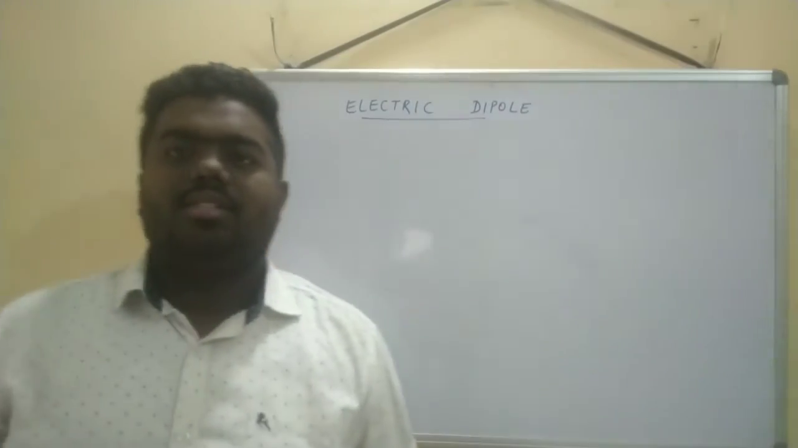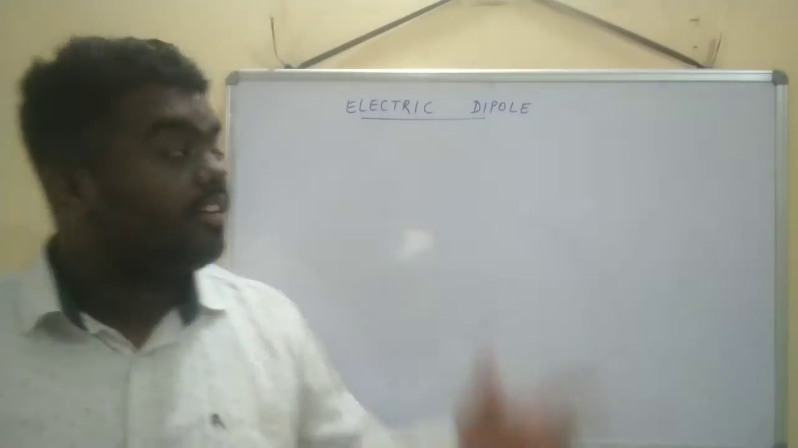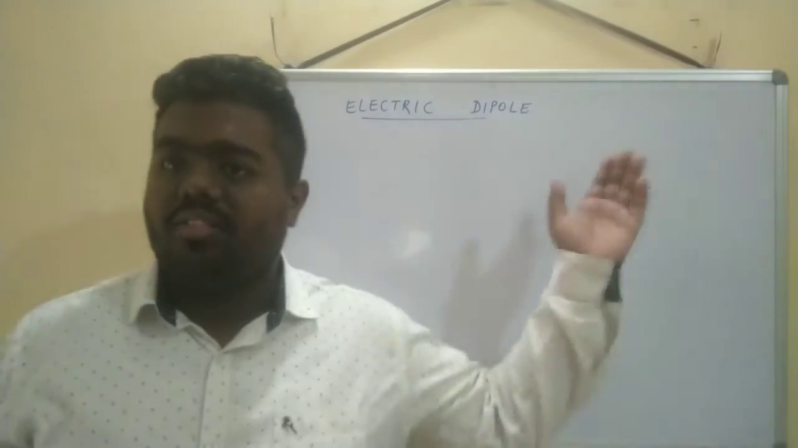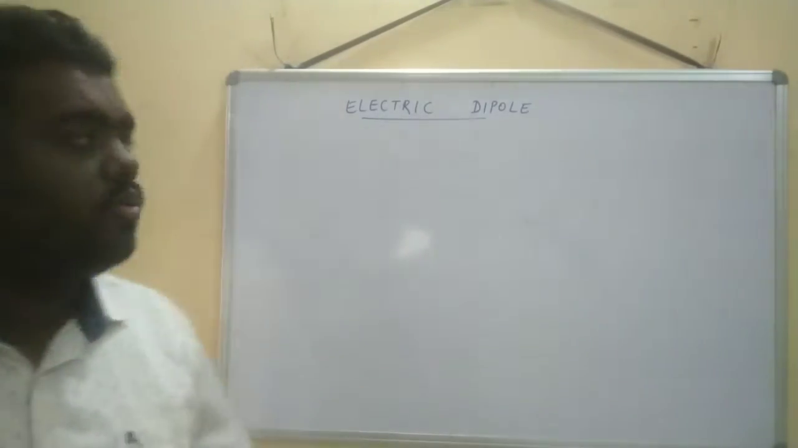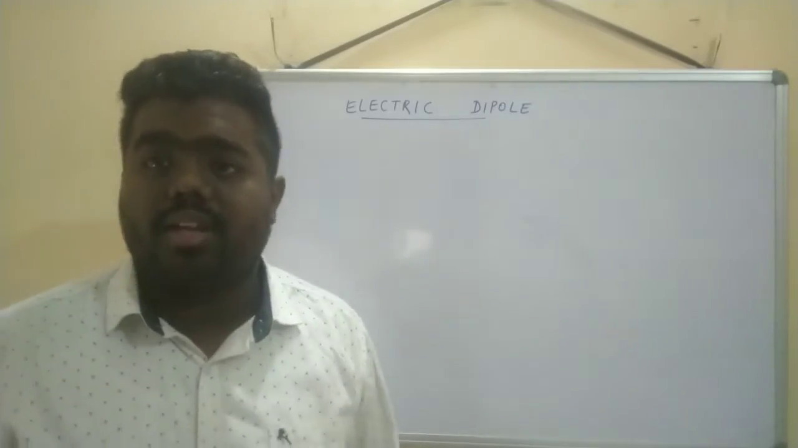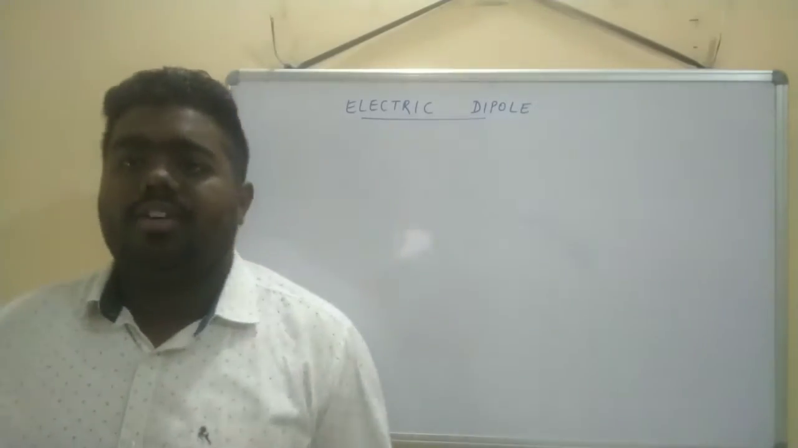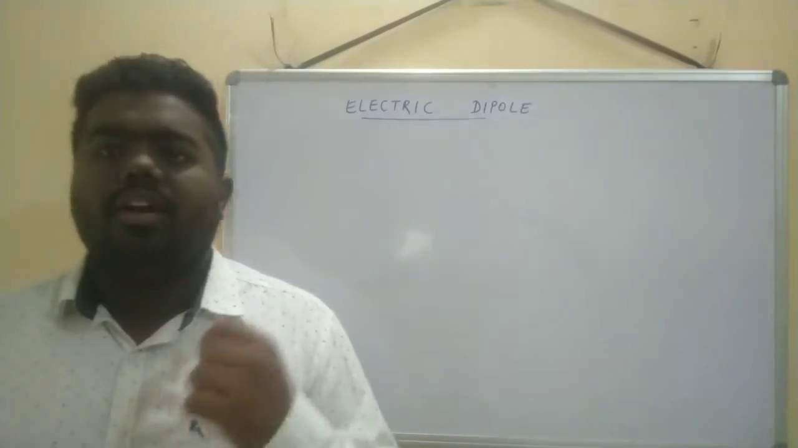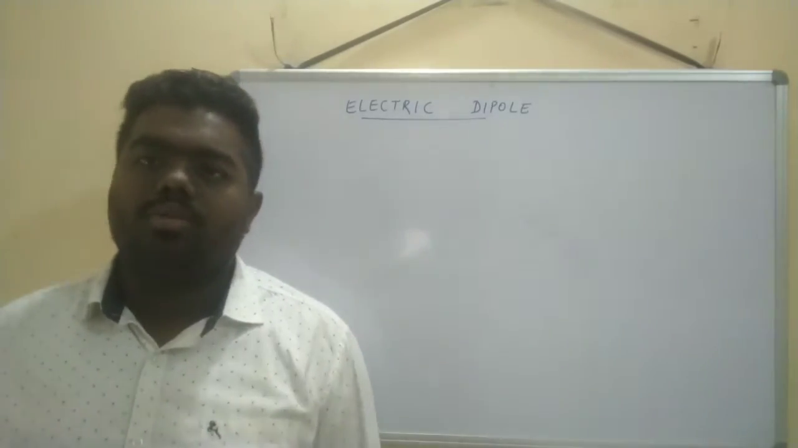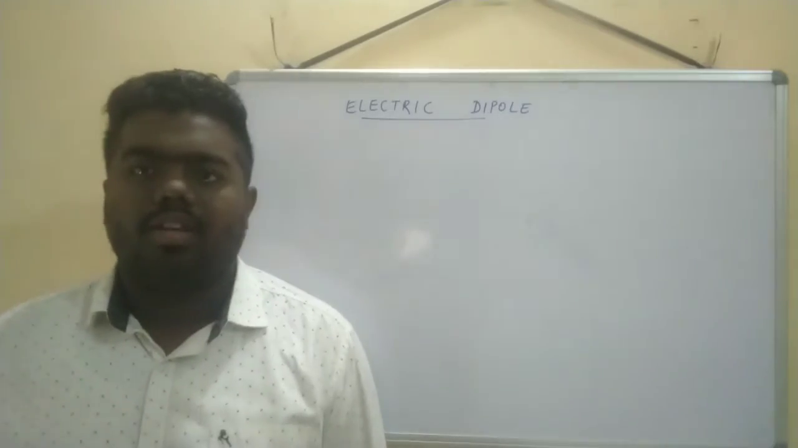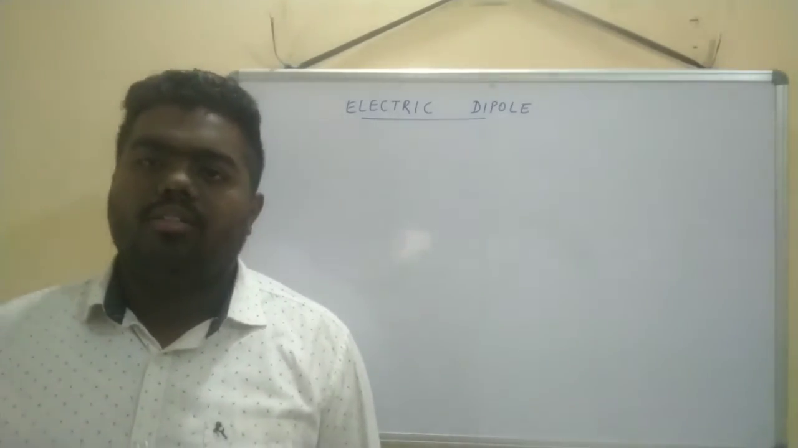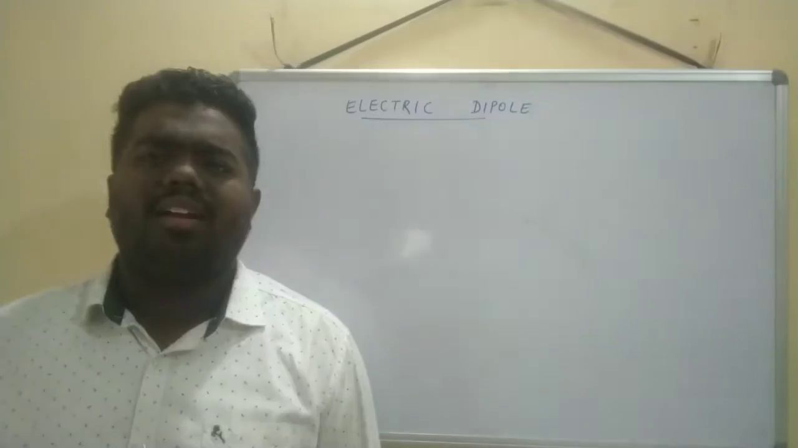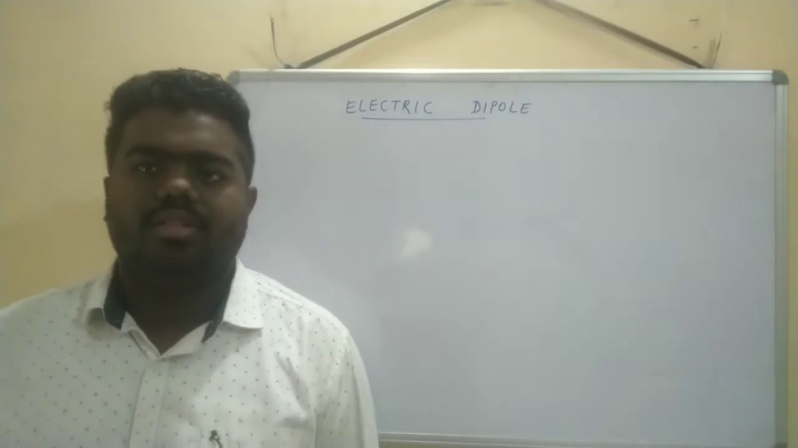Hello my dear students. So today's topic is electric dipole and there are further subtopics also. Okay, so what is electric dipole? First we will understand its definition. It is a pair of equal and opposite charges separated by a small distance.